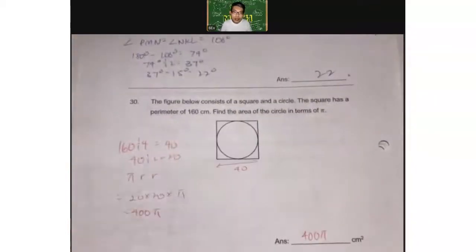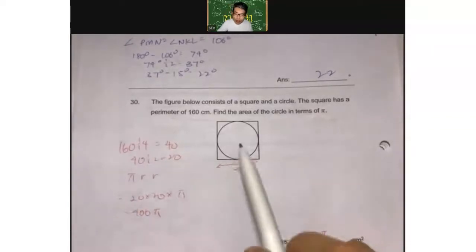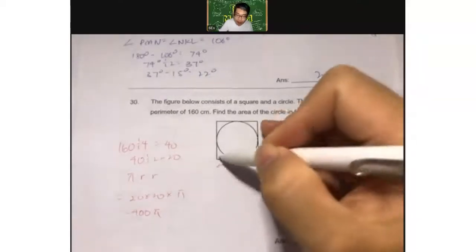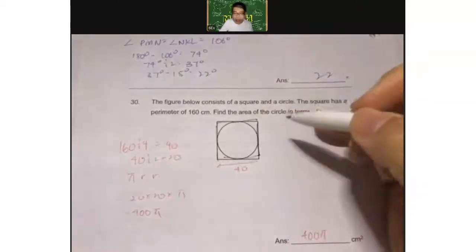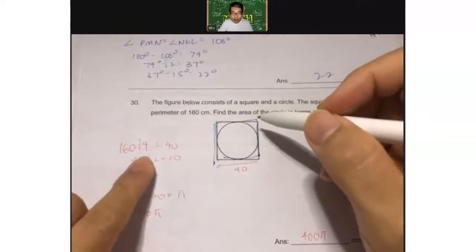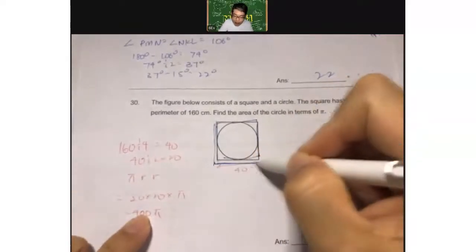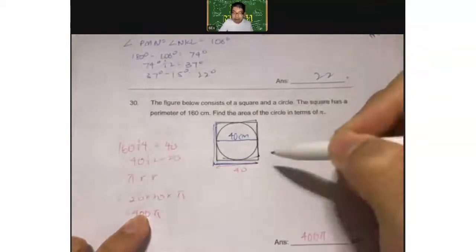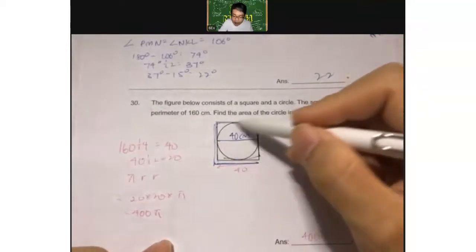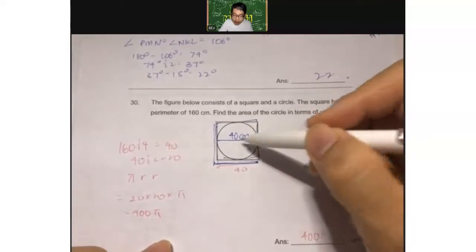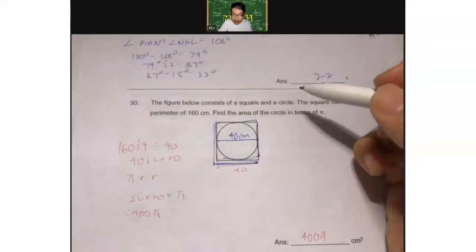Last question. The figure below shows a square and a circle. The square has a perimeter of 160. That means that 1, 2, 3, 4 sides add together get 160. So what is one side? 160 divided by 4, I get 40. So in other words, 40 is one side. 40 is also the diameter. Right? If you fit the circle into a square, the length of one side of the square is equivalent to the diameter of the circle.